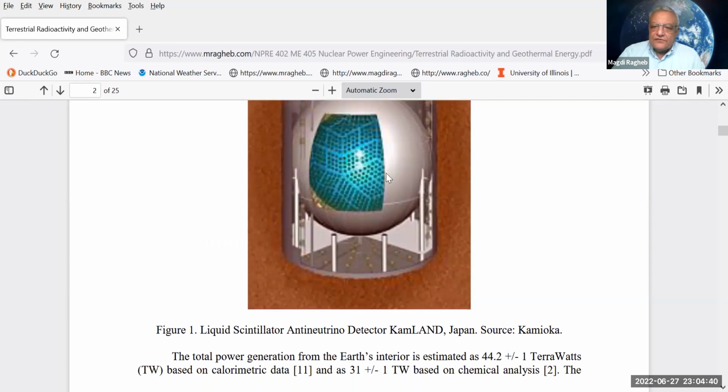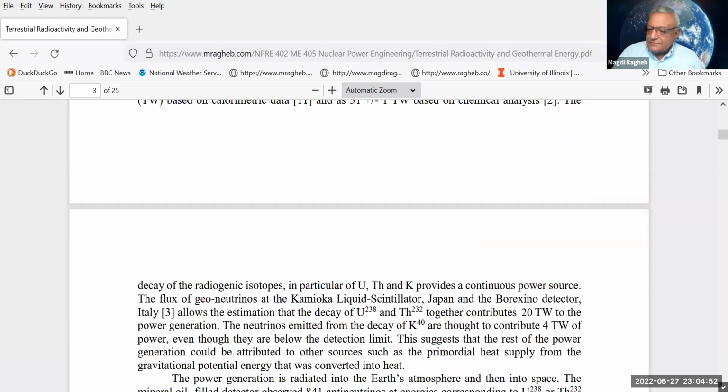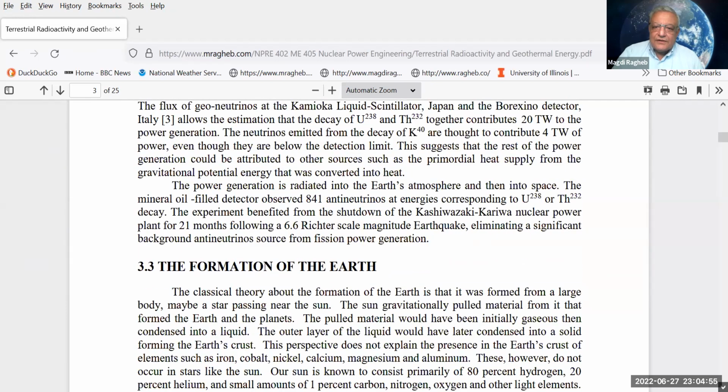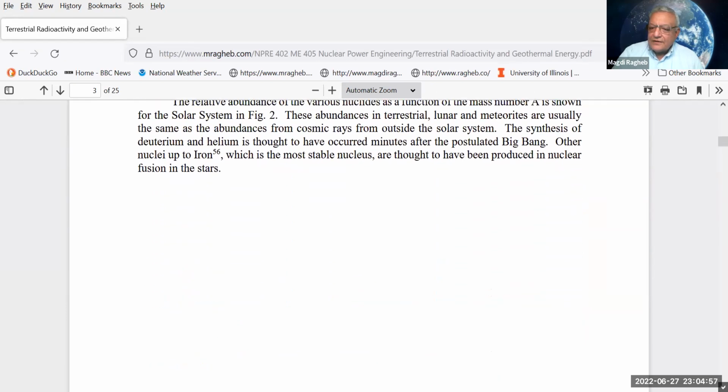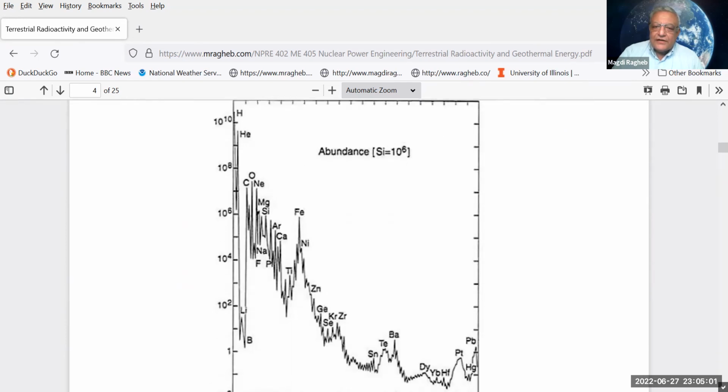Knowledge about it comes in from different experiments. For instance, this is the liquid scintillator detector in Japan, and it is detecting anti-neutrinos that come in from the sun and other parts of the universe, in fact, hitting the Earth. And they can go through the whole Earth without really interacting.